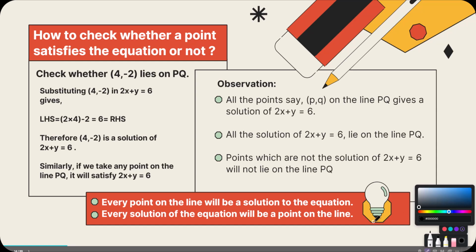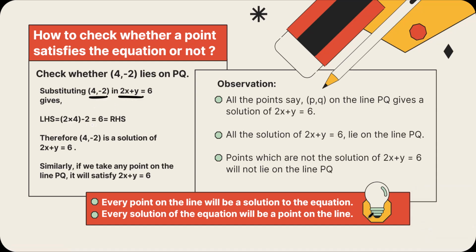So what do we do? We'll put (4, -2) in the equation. We'll get 2 into 4 minus 2, you'll get 6, which is equal to the RHS. So the left hand side is equal to the right hand side. So it is a solution. It satisfies the equation. That is a keyword: it satisfies the equation. That means if you put in this value, it satisfies the equation. That is the logic.